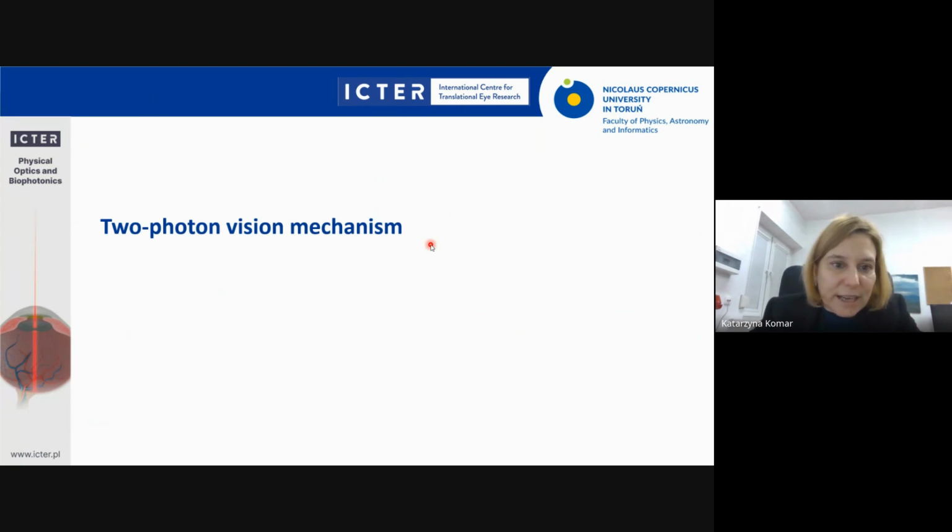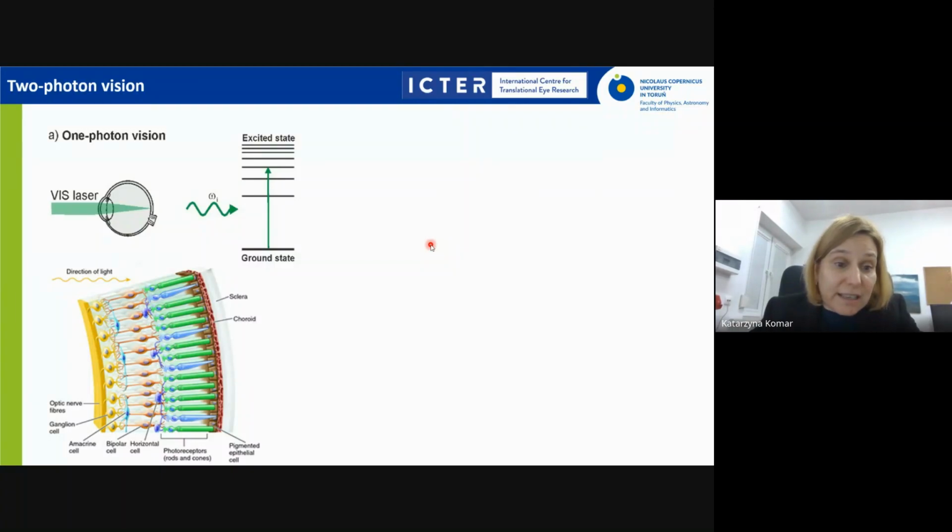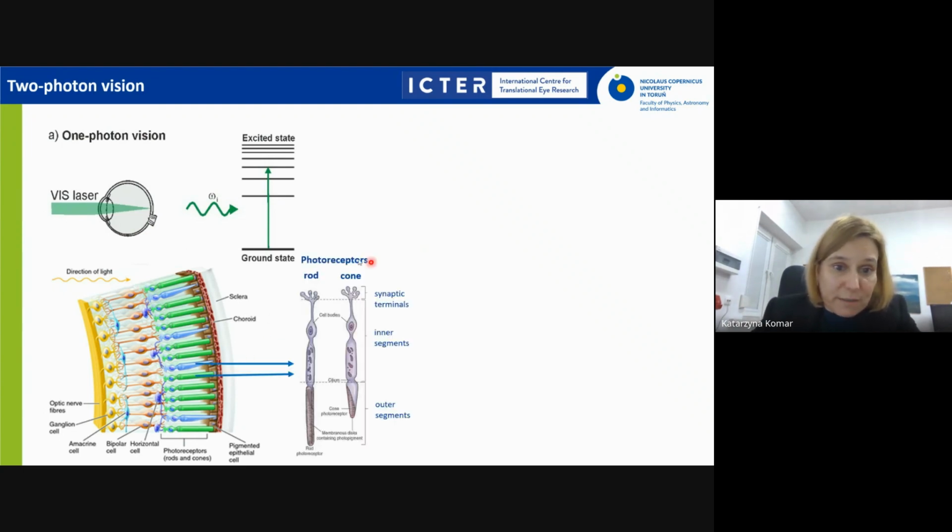Okay, so what is the mechanism of this two-photon vision? For normal one-photon vision, vision starts from the absorption of a photon by a visual pigment. But where is this visual pigment located? We've got the retina. The retina is composed of several layers of neural cells, and at the bottom of the retina you've got photoreceptors. There are two kinds of photoreceptors in the mammal retina: rods and cones.